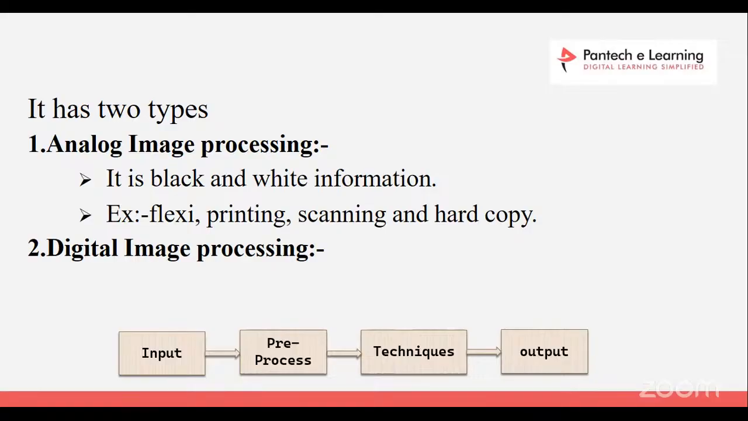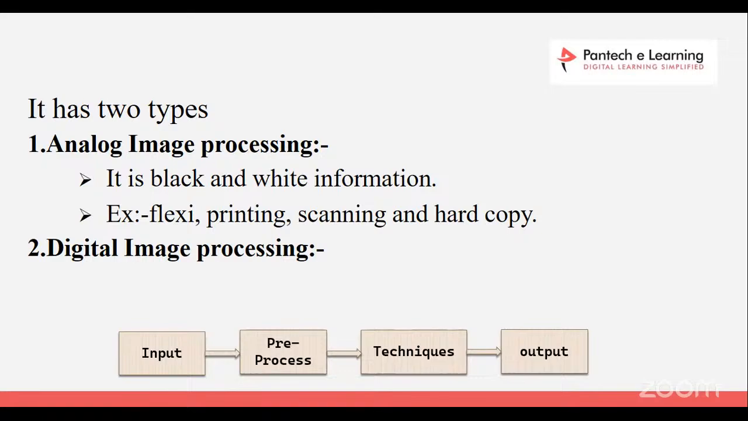I want to take some passport photos, so I go to a photo studio. They will take my photo. After taking my photo, they will do some editing process. Correct? This comes under the pre-processing. Editing means the contrast value, smoothness, restoration, all things they will do. This comes under the techniques. Finally, they will give you some print option. This comes under the output.